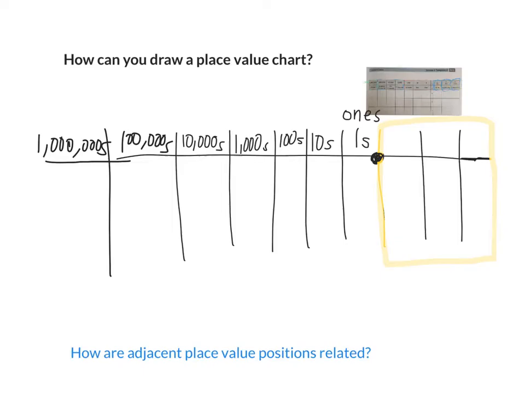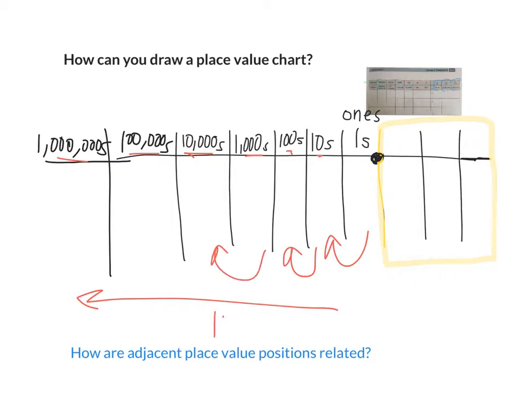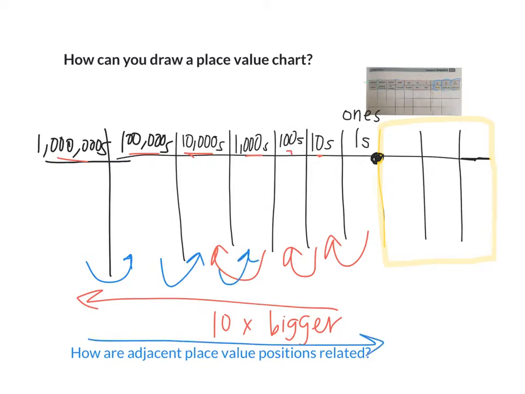Talk at your table group. So we noticed that we were adding one more zero each time we were moving to the left. That means each time we're moving one place value to the left, the value is getting bigger. How much bigger? Each time we move one place value over to the left, it's getting 10 times bigger. Conversely, we can think of it the other way. If I'm going this way, is it getting bigger or smaller? So when I move from left to right, it's getting 10 times smaller.